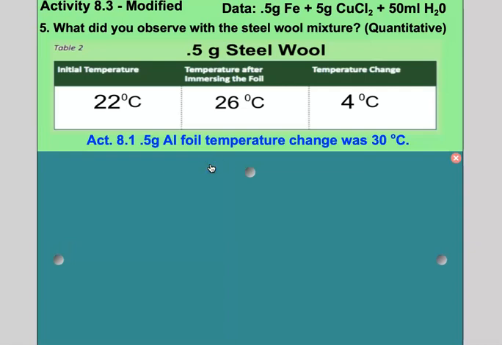Compare that to our 0.5 grams of aluminum foil in activity 8.1 modified, where we had a 30 degrees Celsius temperature change. So it's quite a substantial difference there.